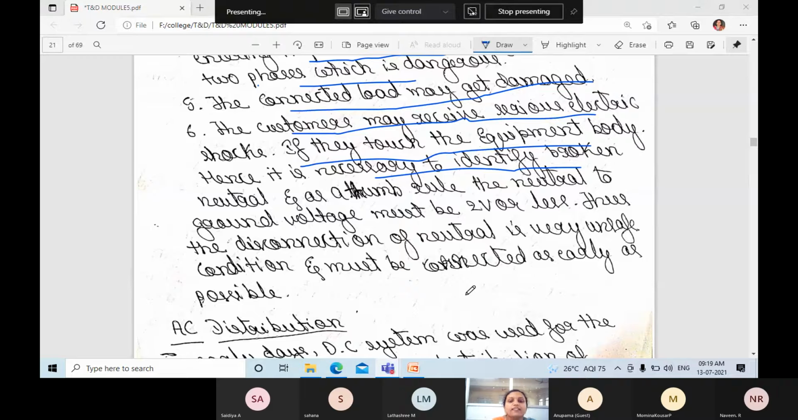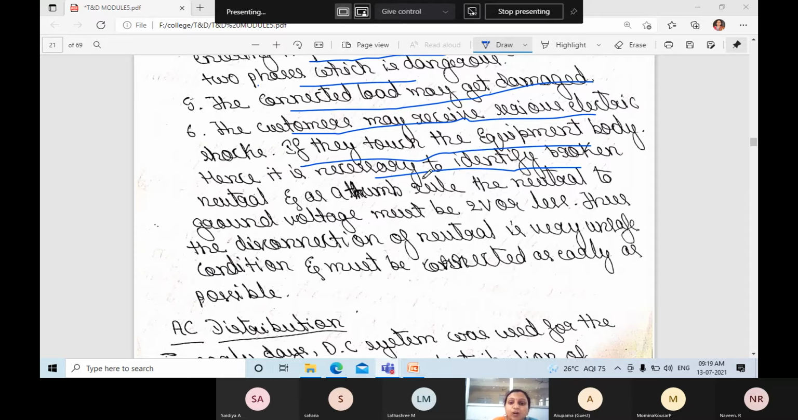What they're saying is that supply is going to the customer. Okay, supply will go to the customer. If disconnection happens on the neutral side, overcurrent may flow, and it is not safe for the person, not safe for the customer also. The customer may get a serious electric shock due to the disconnection of the neutral. If they touch the equipment, then they may get a shock.